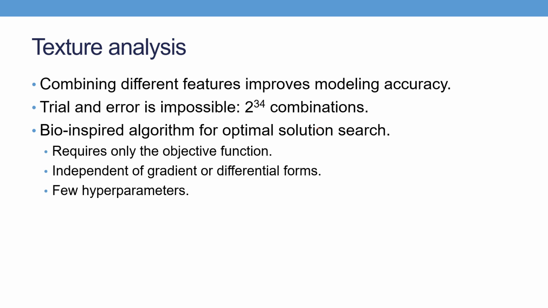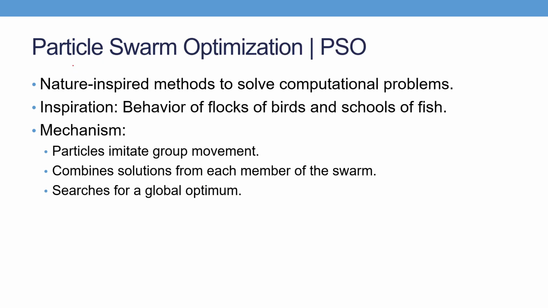So we have 34 methods. We wish to combine them to improve the accuracy of classification. Trial and error is impossible. We have 2 raised to 34 combinations. The best solution for us is to use a bio-inspired algorithm to search for the optimal solution. It has fewer parameters and is easy to perform. We use particle swarm optimization for this case.